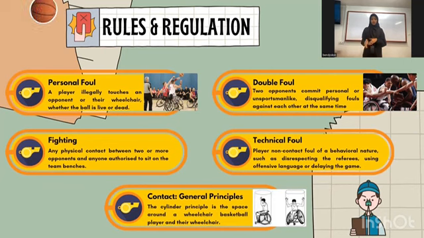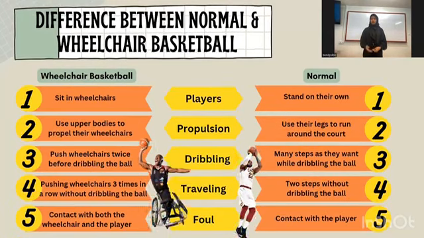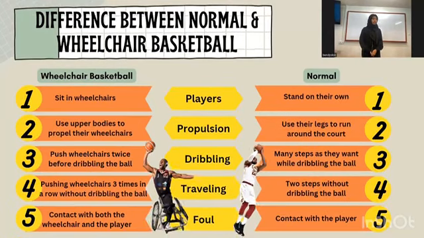So the next foul is technical fouls. A technical foul is a player non-contact foul of a behavioral nature. A technical foul by any person permitted to sit on the team bench is a foul for disrespectfully communicating with or touching the referee. So the last foul is fighting. Any physical contact between 2 or more opponents and anyone authorized to sit on the team bench, we call it fighting. So next, we move to the next slide, where the next presenter will explain about the difference.